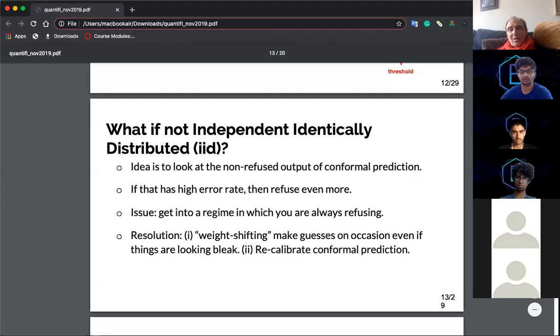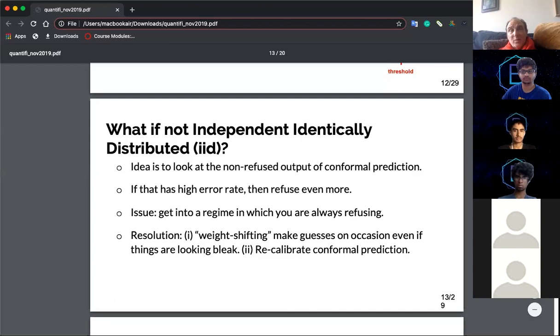So that's the intuition. There's a bunch of math behind it, but that's completely the intuition. In other words, I not only ask what conformal prediction said about whether I should accept this prediction or not. Now there's an additional check: if conformal prediction hasn't been doing too well, then maybe I should refuse anyway.